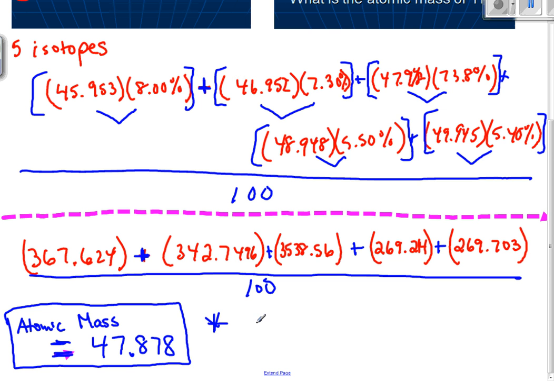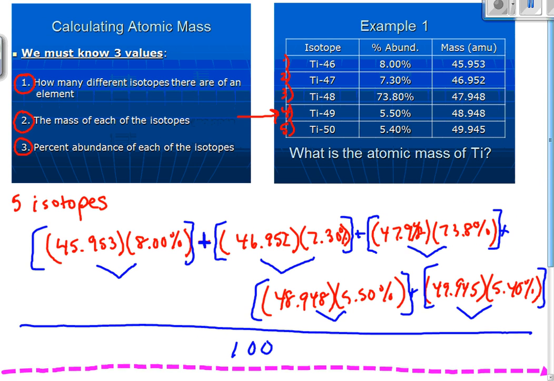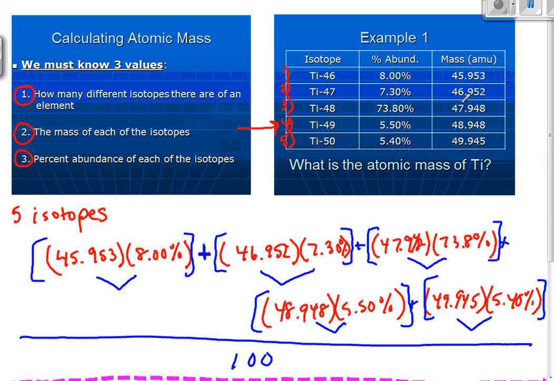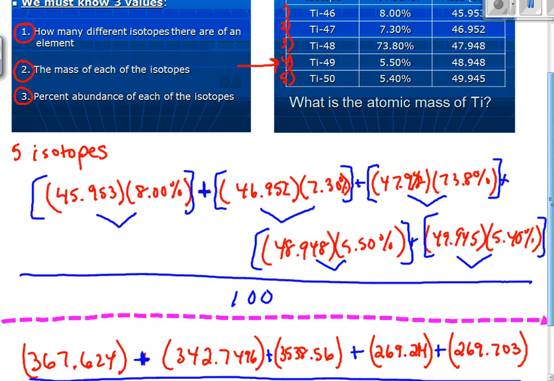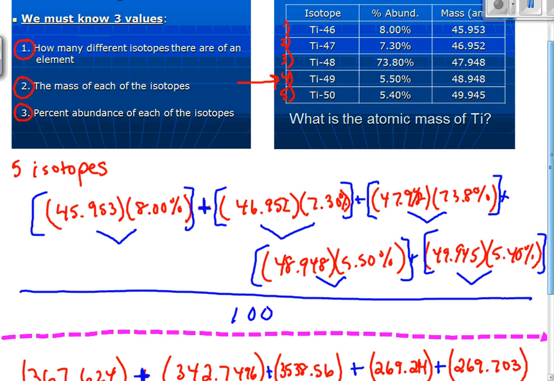You can check to see if you're on the right track if the answer is close to numbers that are in the table. So if we take a look back at the numbers of the masses, you see that these numbers are in the mid-40s, 45, 46, 47, 48, 49. Our final answer should be somewhere within the range of 45 through 49. And our answer is 47, which is within that range. So it kind of makes sense to what it would be.